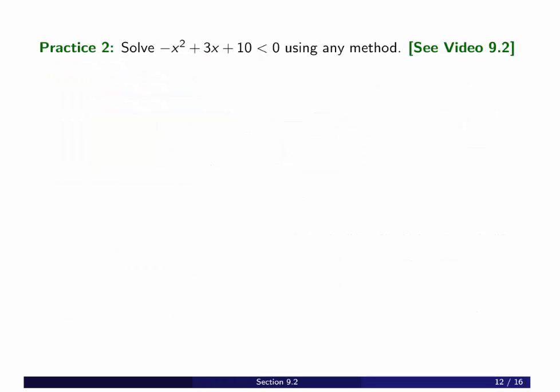So when we do another example and we have negative x squared plus 3x plus 10 is less than 0, this time we're going to use open circles at the roots, because the root itself will not satisfy the inequality. And to start off, we're going to factor out that negative in front of x squared. And really we're going to find the roots. So step 1 is finding the roots.